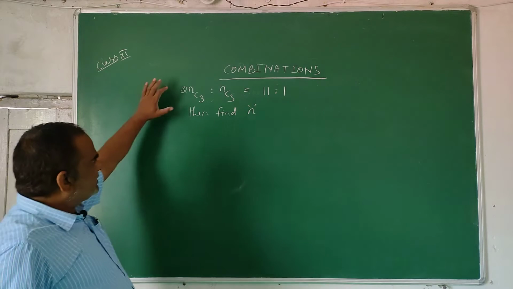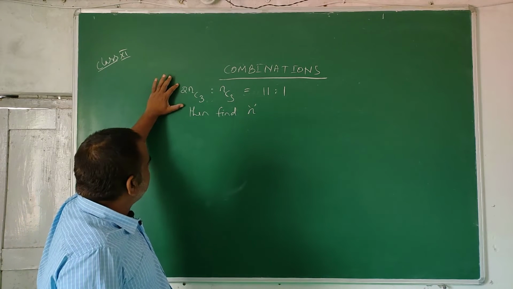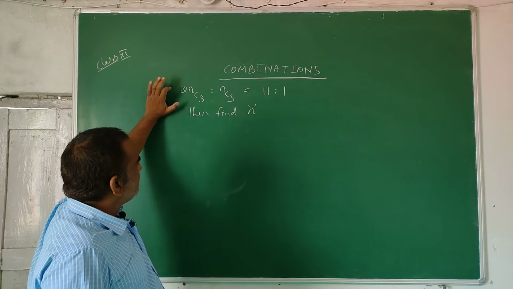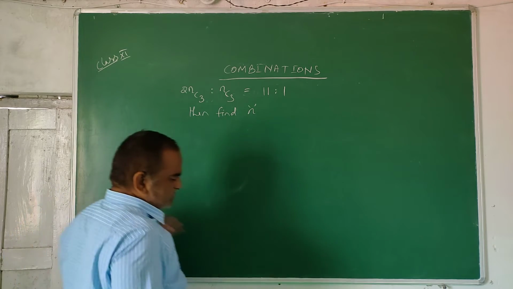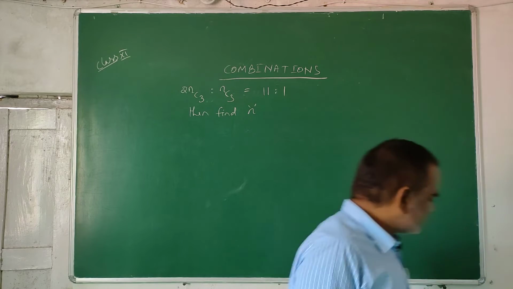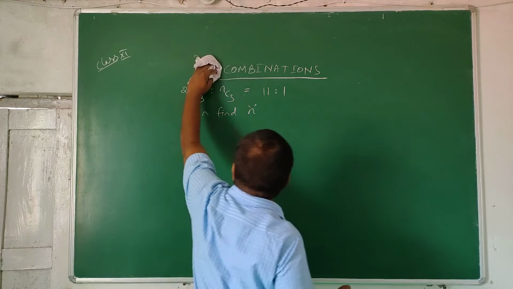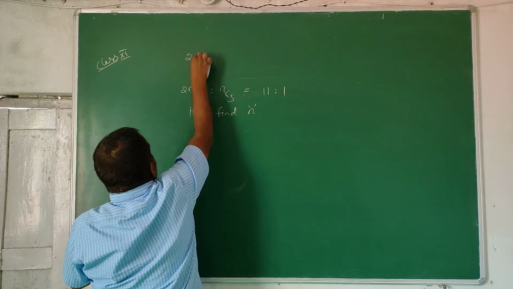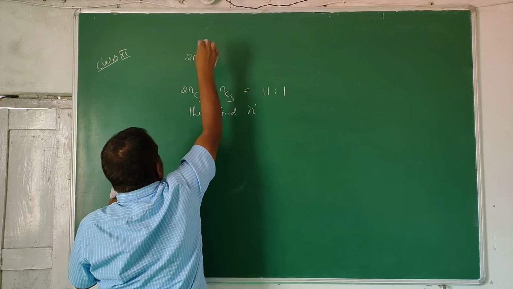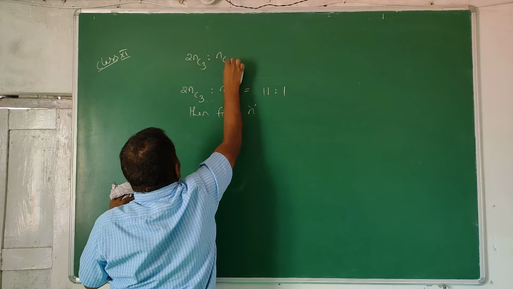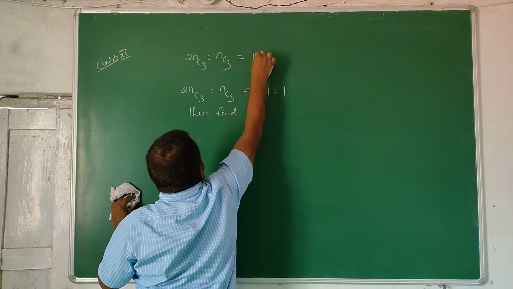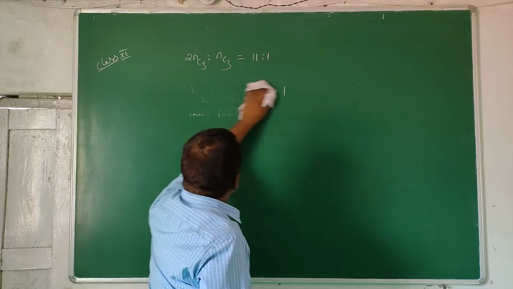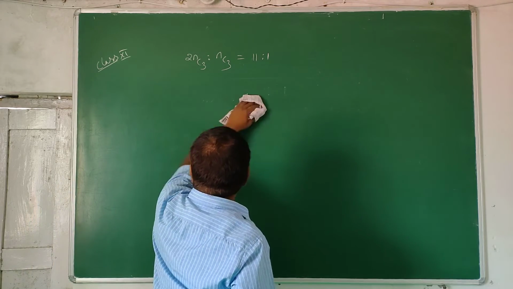Dear students, our next question is 2nC3 is to nC3 is equal to 11:1. Then find n. So this is our question. Now I am going to solve this problem. You see, 2nC3 is to nC3 is equal to 11:1. It is given, right? Now let us go ahead.